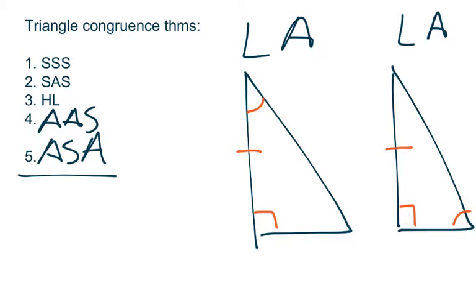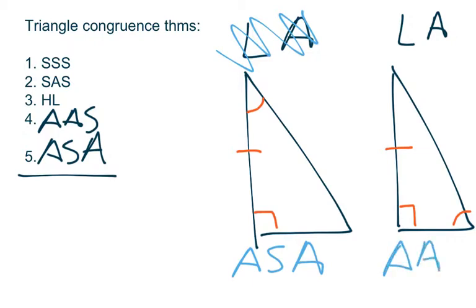Now, another one that comes up is leg angle. Leg angle, if we look at this first picture here, you can see is either a special case of angle, side, angle, so we wouldn't need leg angle in that case, or if we look at the second one, it's an example of angle, angle, side. Again, we've got that, so we don't need that extra theorem.